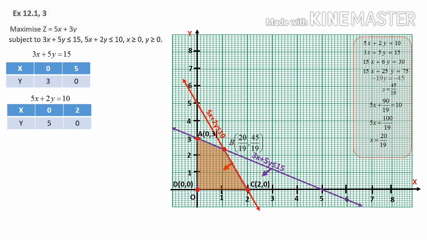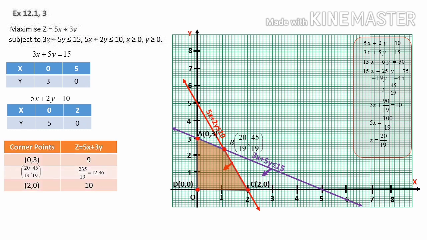So now we can just prepare the table with corner points. 0 3, 20 by 19 and 45 by 19, next is 2 0. One more point is there, that is 0 0. Then when I put 0 3, x is 0, y is 3. So this term will be 0, 3 into 3, that is 9. Next is 20 by 19, 45 by 19.